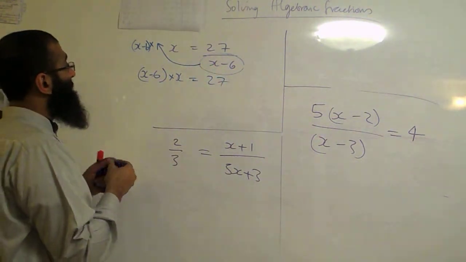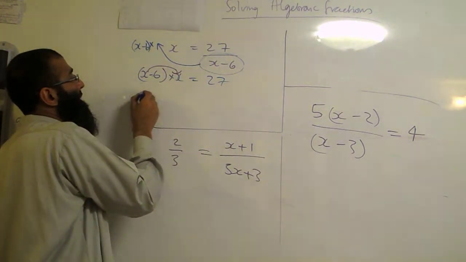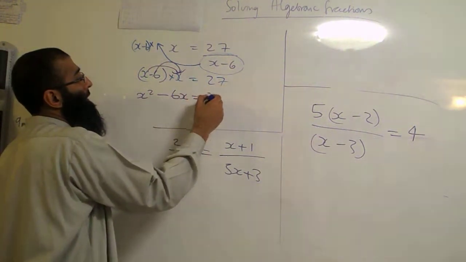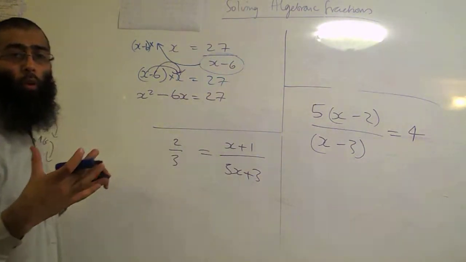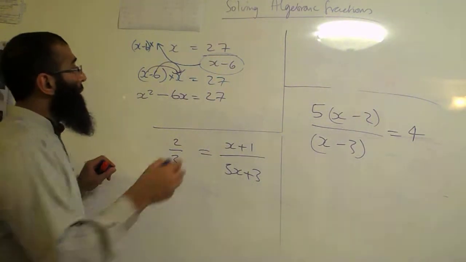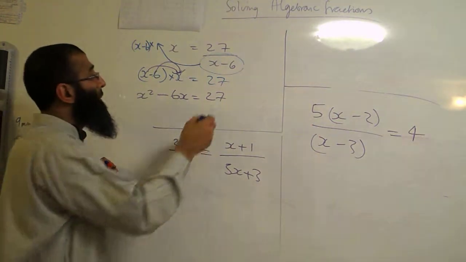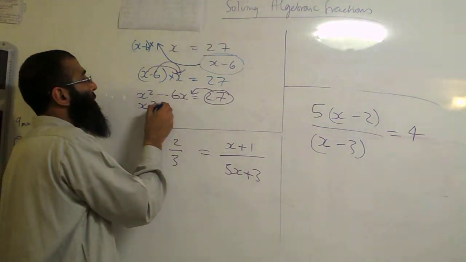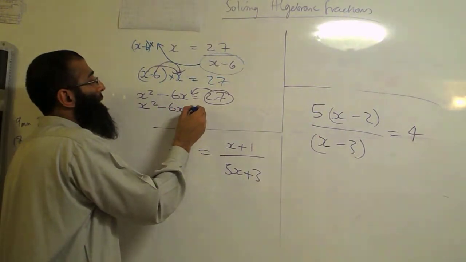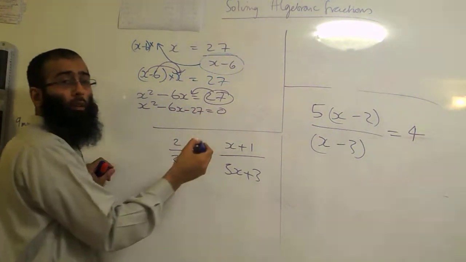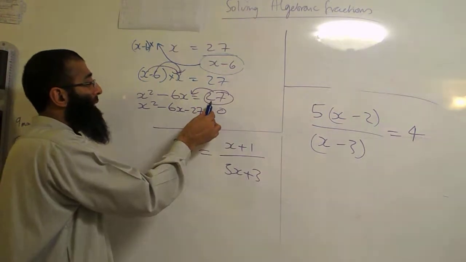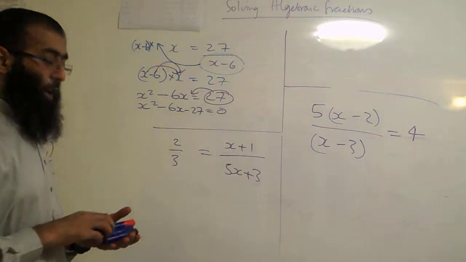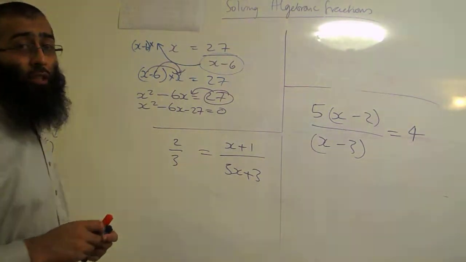So let's multiply it out. x times by x is x squared. Minus 6 times by x is minus 6x, is equal to 27. This is looking more and more like a quadratic equation. We've got one step left to make it into a quadratic equation. Take the plus 27 over to this side. So it looks like x squared minus 6x minus 27 is equal to 0, because there is plus 27 as minus 27.